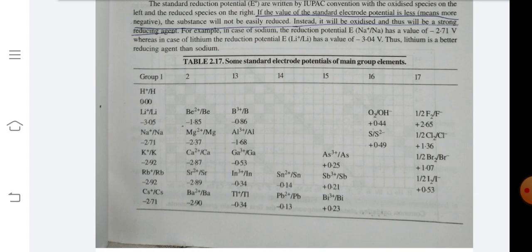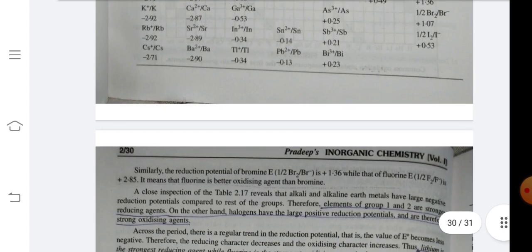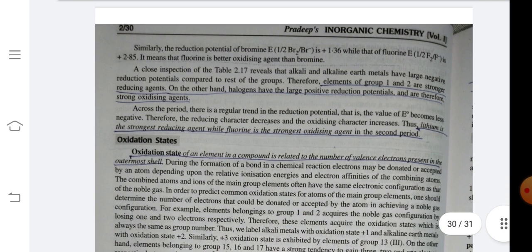For example, in the case of sodium, the reduction potential E has a value of minus 2.71 volts, whereas in the case of lithium, the reduction potential E has a value of minus 3.04 volts. Thus, lithium is a better reducing agent than sodium. Similarly, the reduction potential of bromine E is 1.36, while that of fluorine E is plus 2.85. It means that fluorine is a better oxidizing agent than bromine.